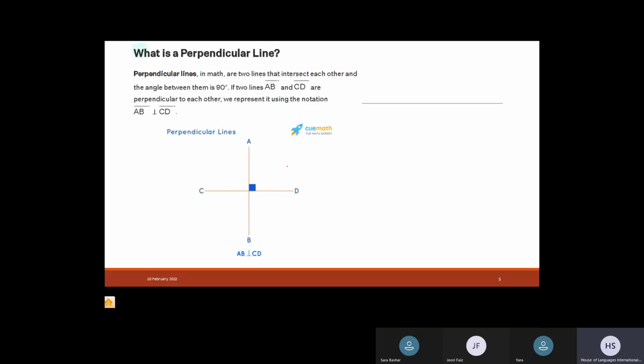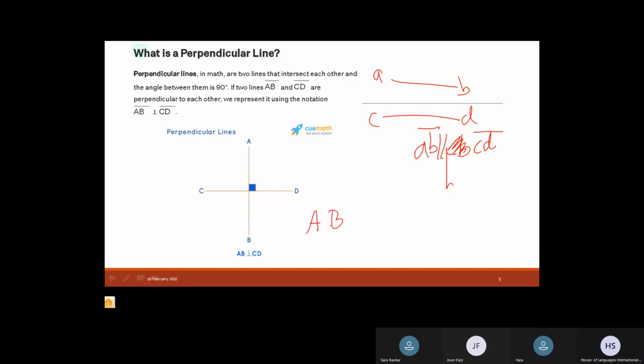Now, how can I represent the perpendicular? If we said that these are two parallel lines, this is AB, this is CD. We can say like this: AB is perpendicular to CD. So this sign means perpendicular, and this sign means what? Parallel. This is what we use for the perpendicular lines.